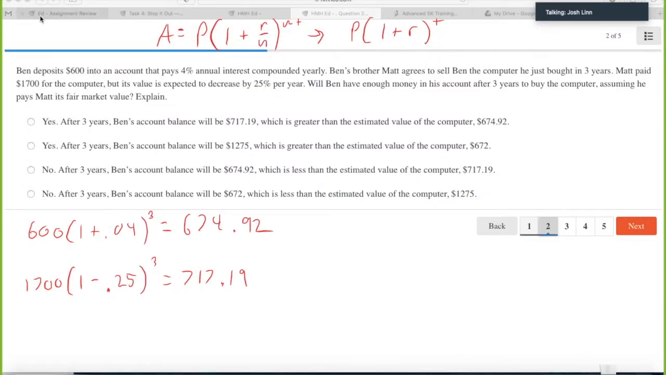So it looks like Ben needs to get a job because he's not going to have enough money. So no, after 3 years, Ben's bank account balance will be $674, which is less than the estimated value of the computer at $717. Guess it's time to get the moolah.